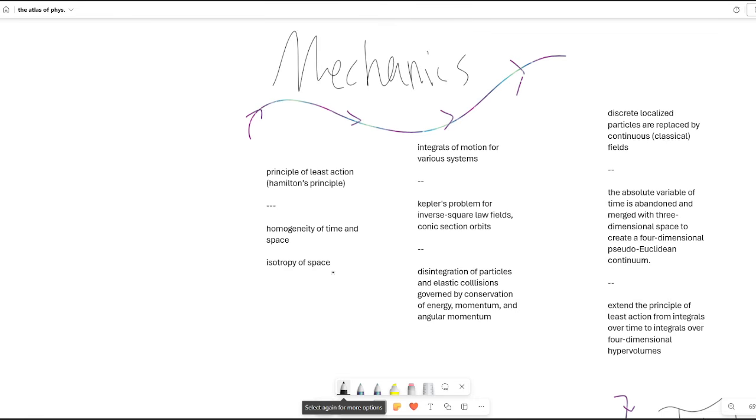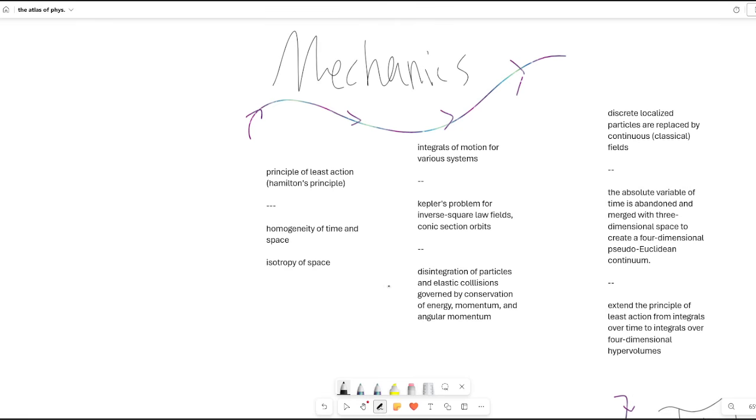The isotropy of space says that if I were to have a lab in the vacuum of space and orient it in different ways, the orientation of the experiment doesn't matter, it should still give us the same result. And we observe this in space as well.